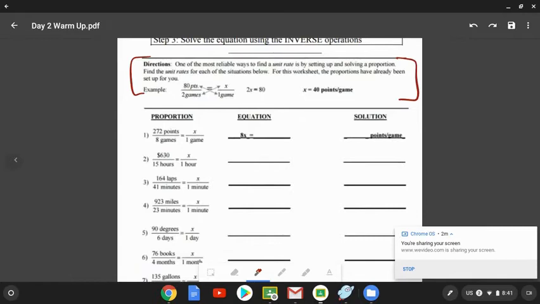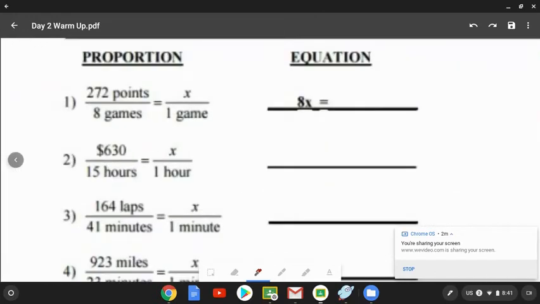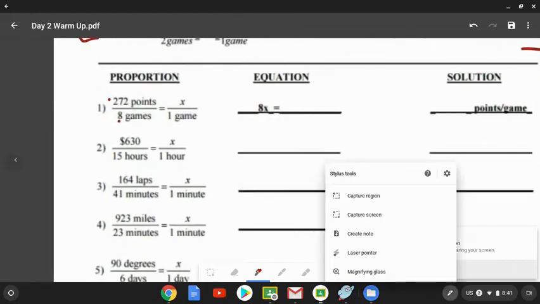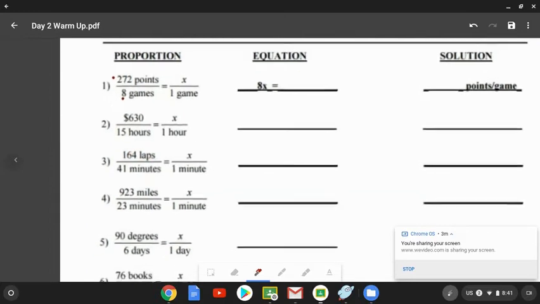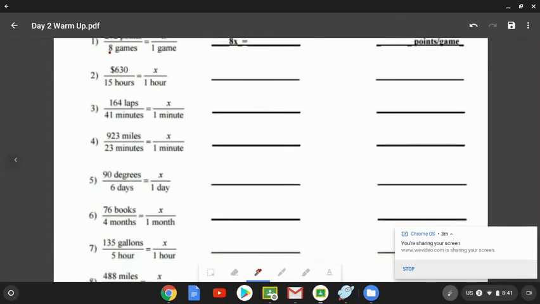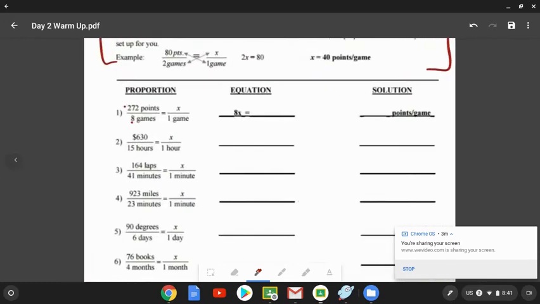So what is a unit rate? Remembering back to semester 1, it's where the denominator is 1. Putting that in context to your real world, well, how many points does he score in one game? Knowing that he's played 8 games and he's scored 272 points in those 8 games. Or he has made $630 in 15 hours. He has swam 164 laps in 41 minutes. What else? He has read 76 books in 4 months. So we're going to solve unit rates, remembering that each of these are per one something.